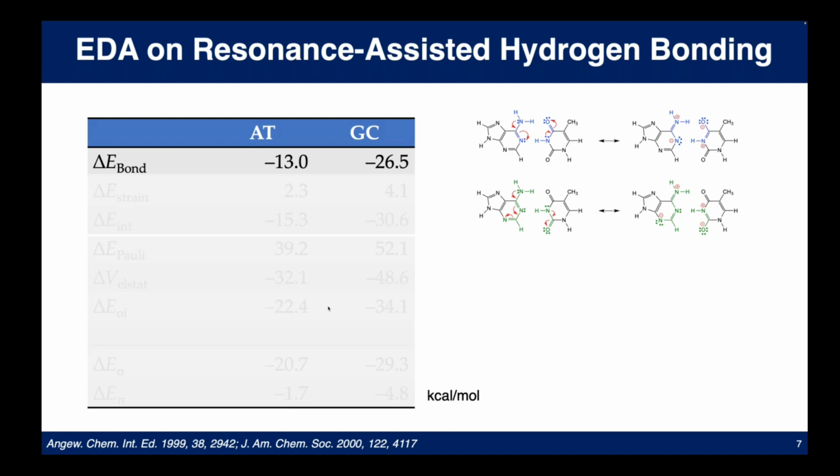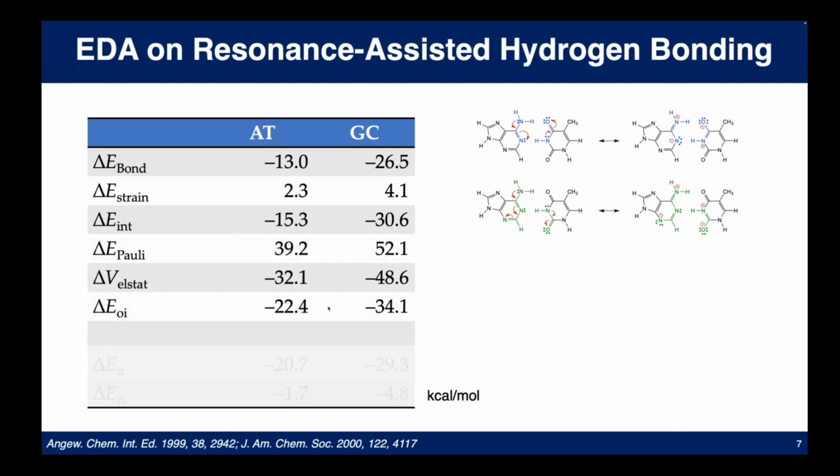So we computed the bond energy between adenine and thymine, minus 13 kcal per mole, and between guanine and cytosine, minus 26.5 kcal per mole. Now, the deformation energy, the strain, is small, 2.3 and 4.1, and you have an interaction energy of minus 15 for AT and minus 30 for GC. These can be decomposed in different terms, so in a Pauli repulsion, in an electrostatic interaction, and in an orbital interaction.